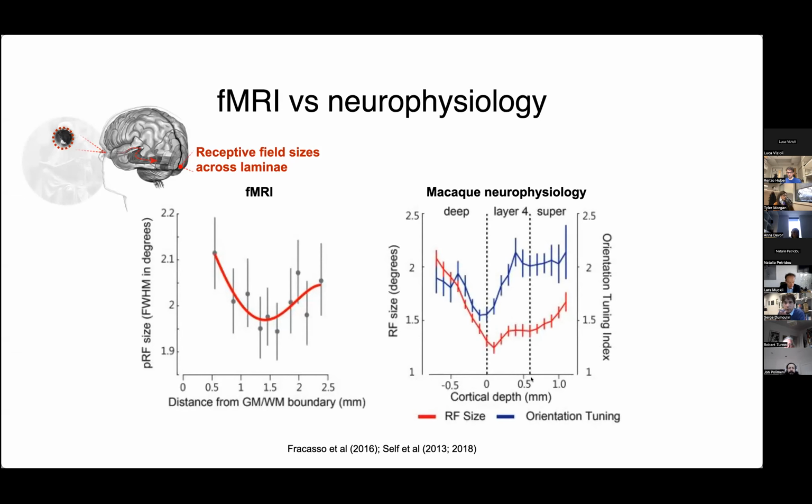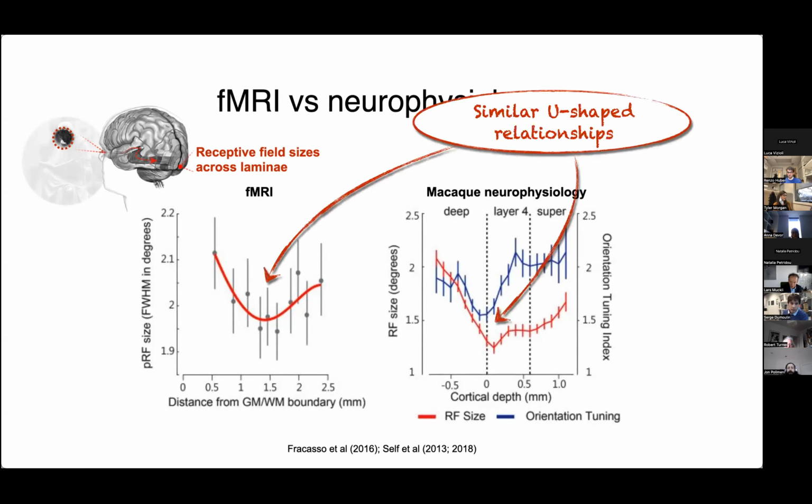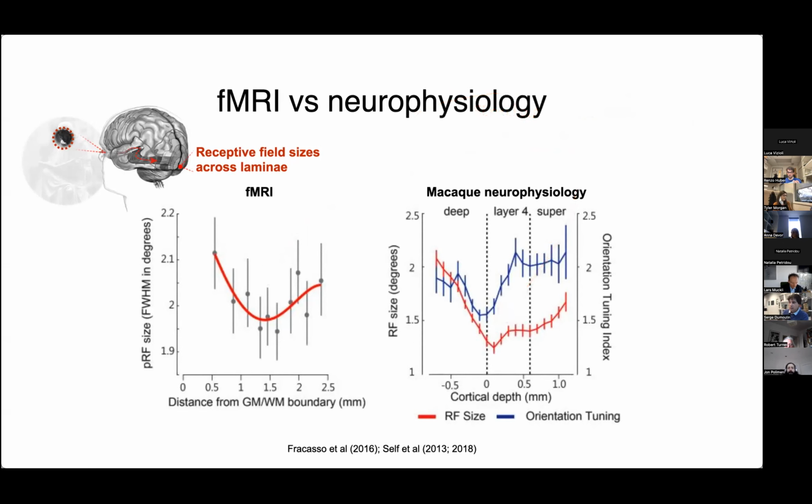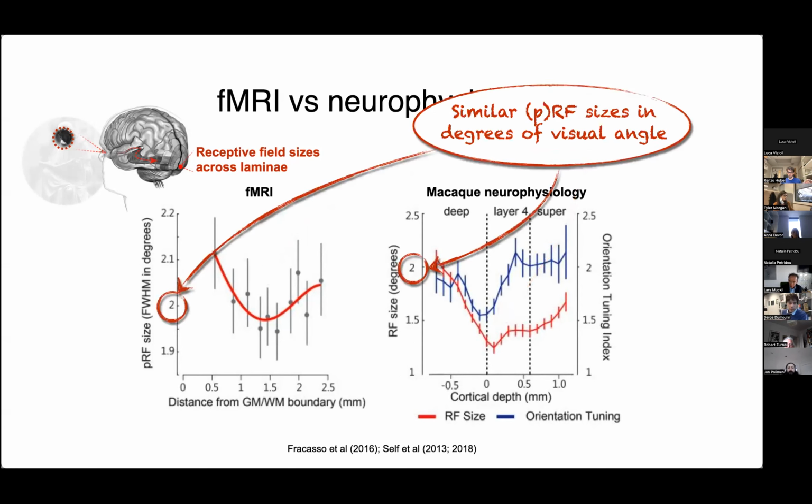And there are actually two things that I'm very pleased about here. Taking into account that this is a very different experiment and a very different species, they have a similar U-shaped relationship. And the other thing is that the units in which we define our receptive field are in degrees of visual angle, so how big it is on the retina, and they're actually very similar. So you see that the measurements that we make are similar to invasive neurophysiology. I think this is a really nice confirmation, and it also shows this U-shaped relationship.